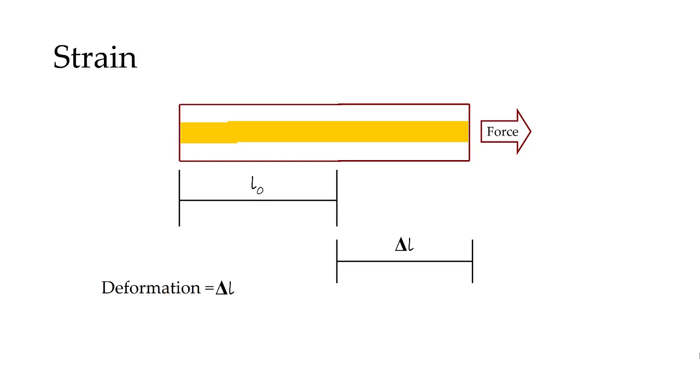So the deformation we said was the change in dimension. The strain is going to be the change in dimension divided by the original dimension. And then we usually multiply that by 100 and express it as a percentage. Say 50% strain, 10% strain, 100% strain. You get the idea.